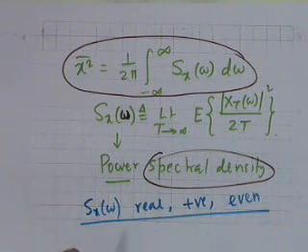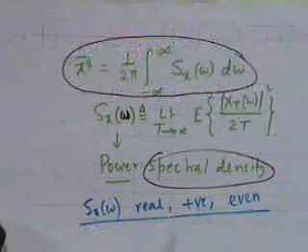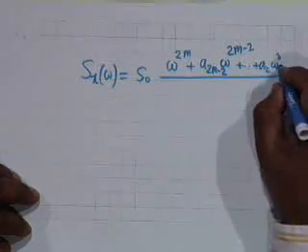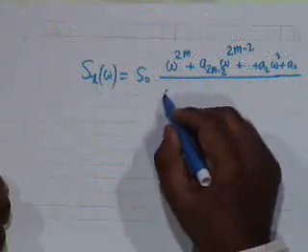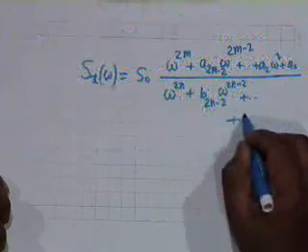Now, this power spectral density can be a rational function or can be irrational. If it is rational, as in most of the cases it is, we should be able to write it in this form: in the numerator, S0 times omega to the 2m plus some constant, let us say a 2m minus 2, omega to the 2m minus 2, plus etc. plus a2 omega squared plus a0. If it is rational, all powers of omega must be even. And in the denominator we shall have omega to the 2n plus, let us say, b 2n minus 2 omega to the 2n minus 2 plus etc. plus b2 omega squared plus b0. This will be the general form if S x of omega is a rational function.